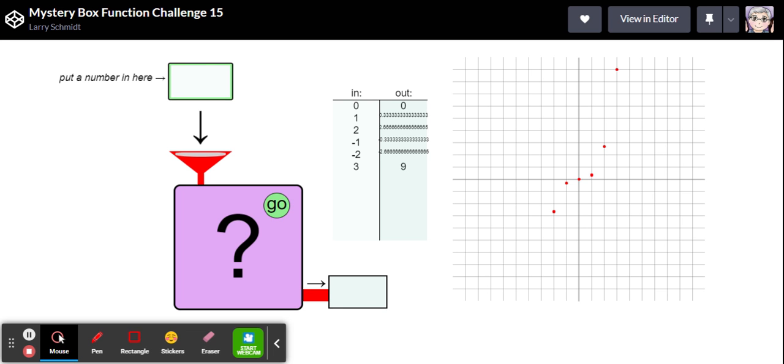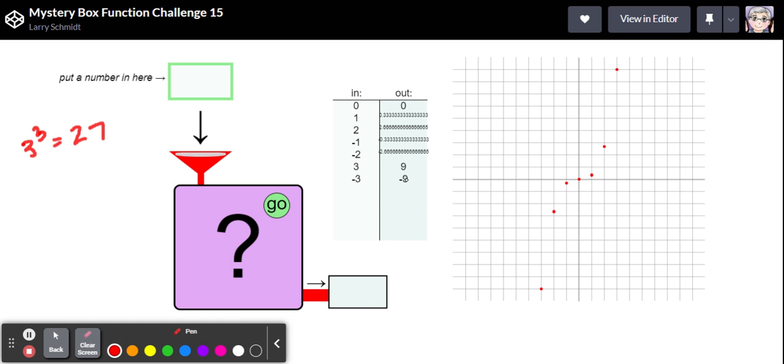So 3 gives me 9. Oh, this is a good hint. And -3 should give me -9 if this is cubic. Yeah. And we're still getting that cubic shape. If you cube 3, 3 times 3 times 3 would be 27. So 3 cubed is 27. But we only got 9. So it's as if it divided that by 3.